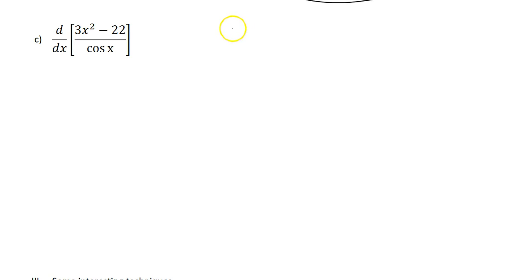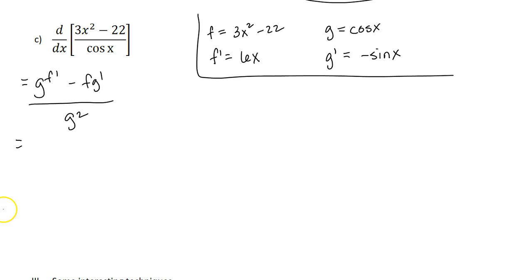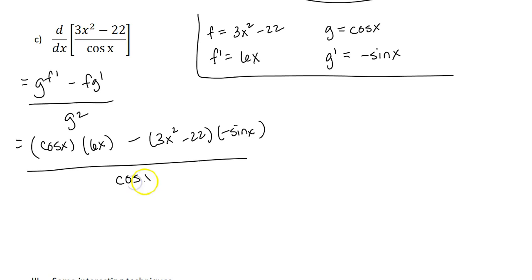And one more of these, and we're going to let f be equal to 3x squared minus 22, and we're going to let g be equal to cosine of x. So f prime would be 6x, and g prime would be negative sine of x. So this is going to be gf prime minus fg prime divided by g squared. So this is just my scratch work. So that is going to be cosine of x times 6x minus 3x squared minus 22 times negative sine of x, all divided by cosine of x squared.